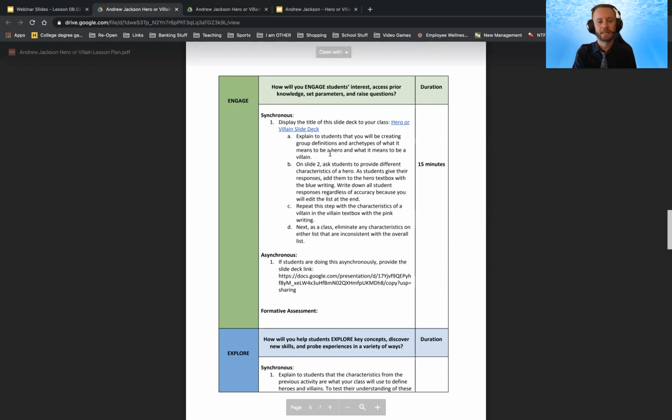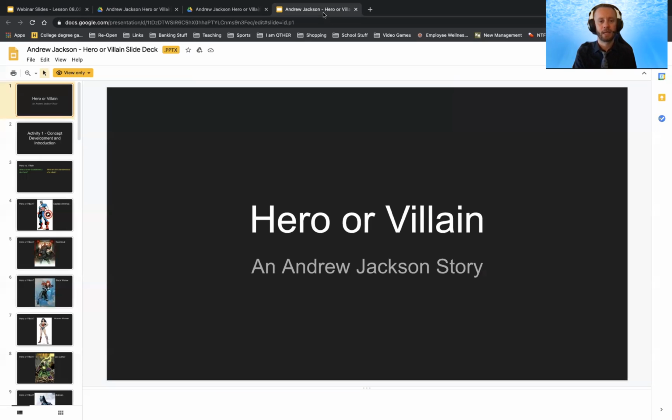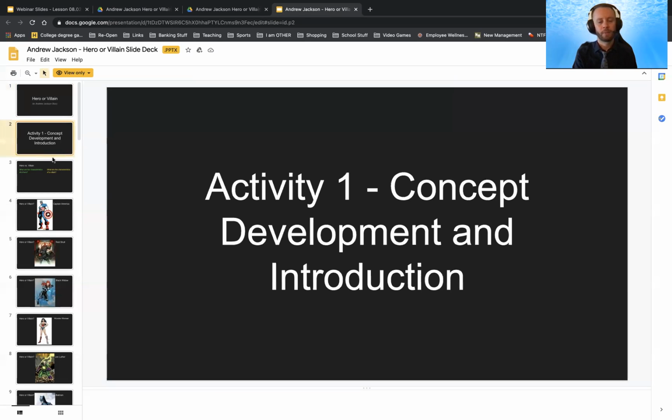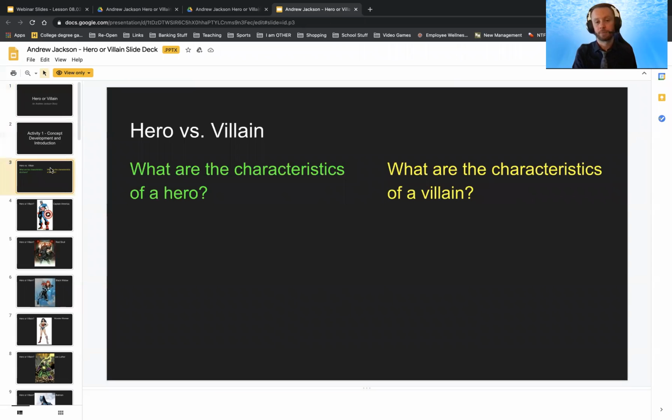The first activity in this slide deck is a development of a concept. This is meant to be done as a class, so synchronously, where students are sharing their different ideas of the characteristics of a hero and characteristics of a villain. That way, your students will have a class-defined or class-determined definition of heroes and villains.